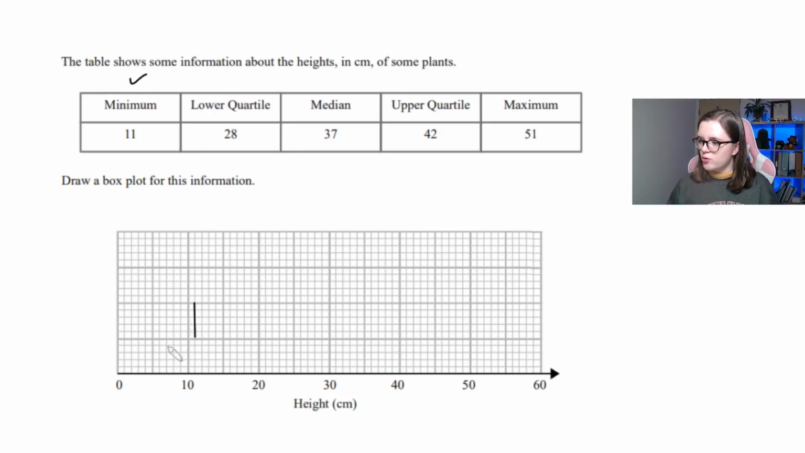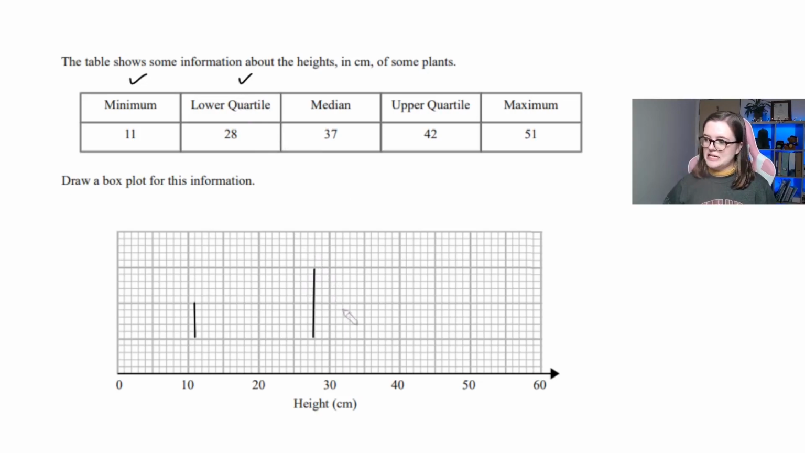The lower quartile, which is at 28, which is here, refers to the plant that's a quarter of the way through all the plants. So say you have a list of plants, that's going to be the minimum, that's going to be the maximum, and then a quarter of the way through is roughly here. Does that make sense? So a quarter of the way through, that's the lower quartile, that's 28, which is there.